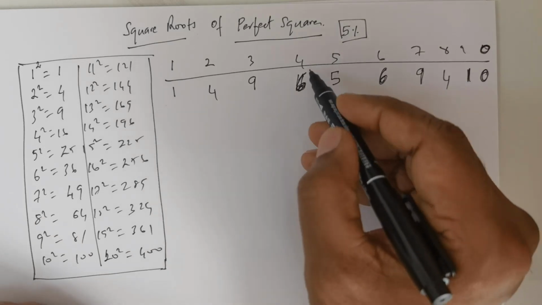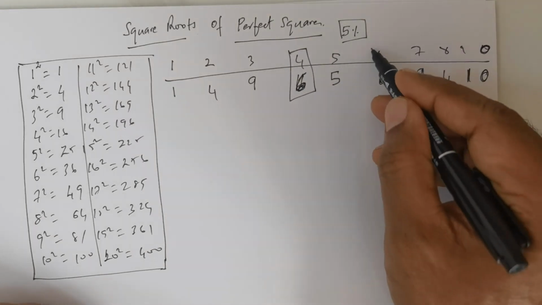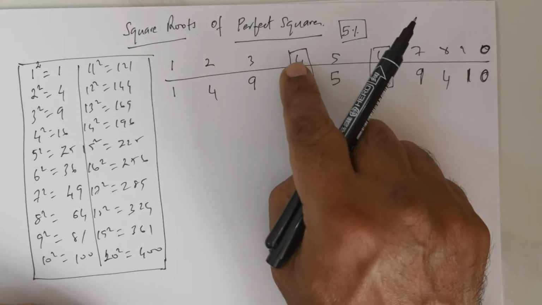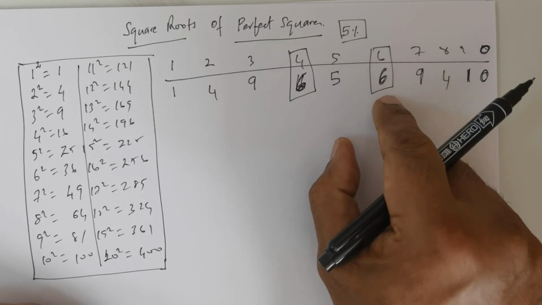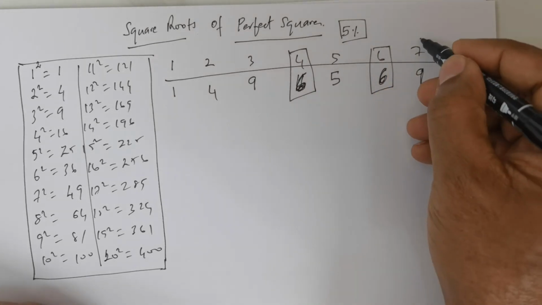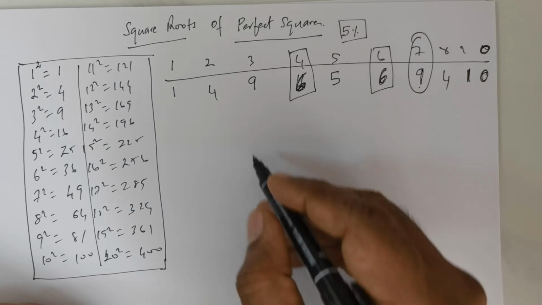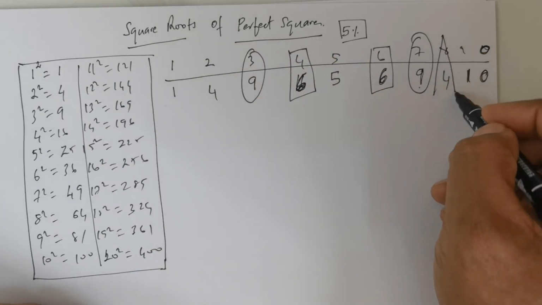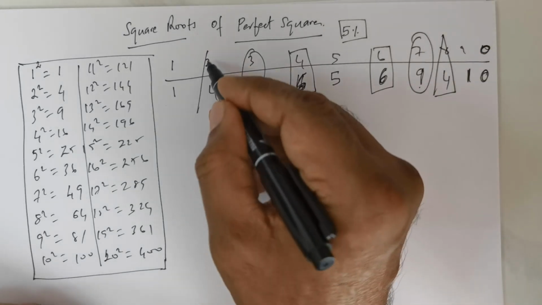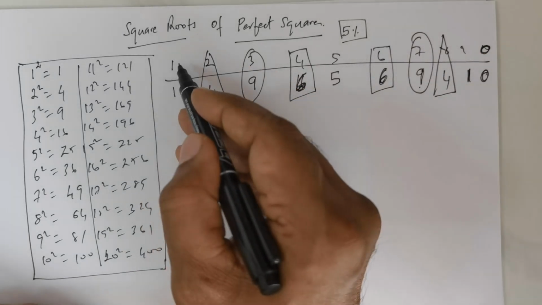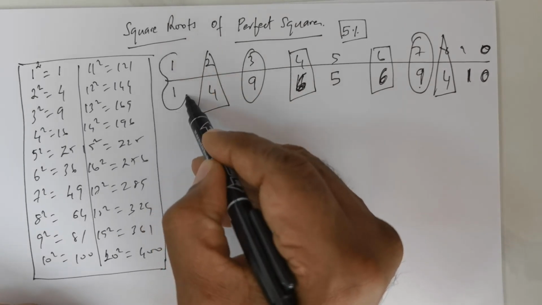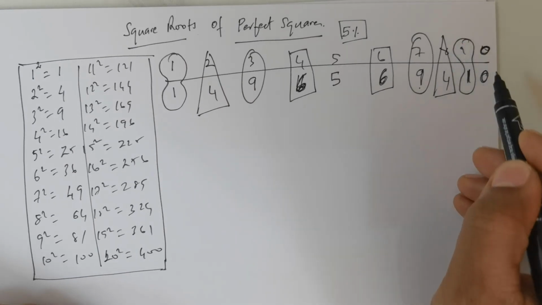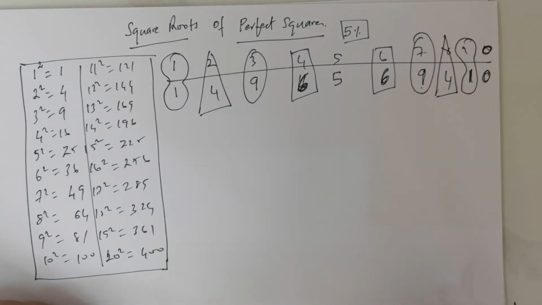Now clearly you can see you are getting 6 at two points. 4 squared is producing 6, and 6 squared is producing 6. 7 squared is producing 9, and 3 squared is producing 9. 8 squared is producing 4, and 2 squared is producing 4. And if you take 1 squared, it produces 1, and 9 squared also produces 1, and 0 is unique, 0 squared is producing 0.